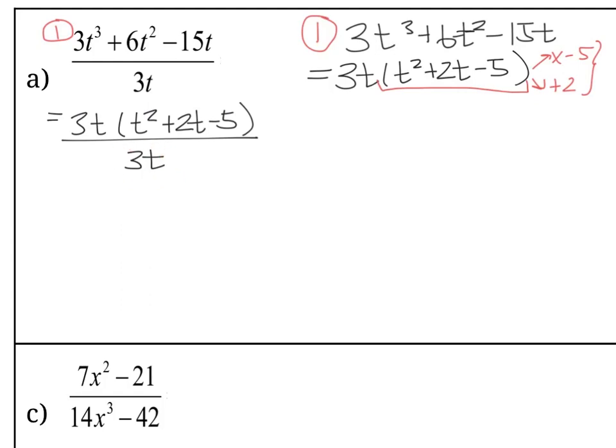We have 3t, or you can consider it 3 and then t. So we have a match. We have a 3t up on top, we have a 3t up on bottom, so 3t divided by 3t is 1. So we are going to be left with t squared plus 2t minus 5. So this is the simplified version of this guy right here.